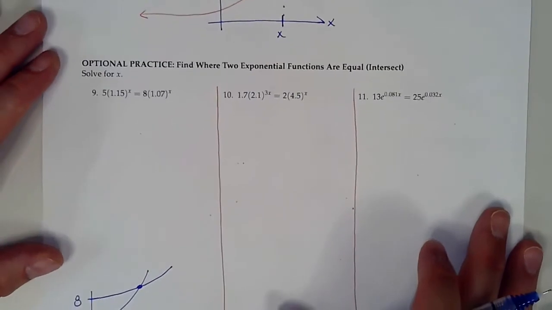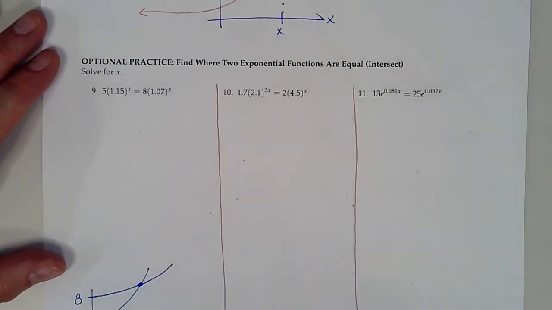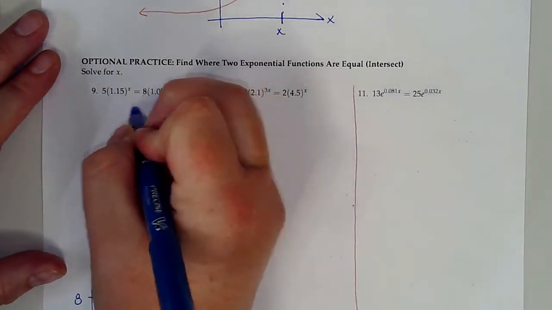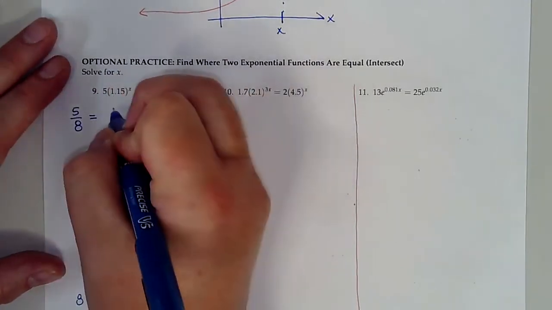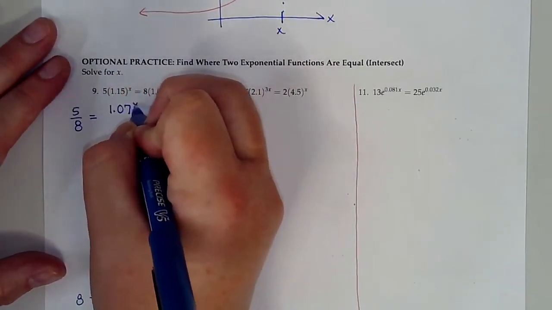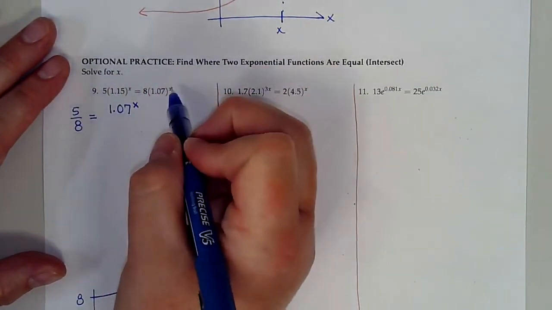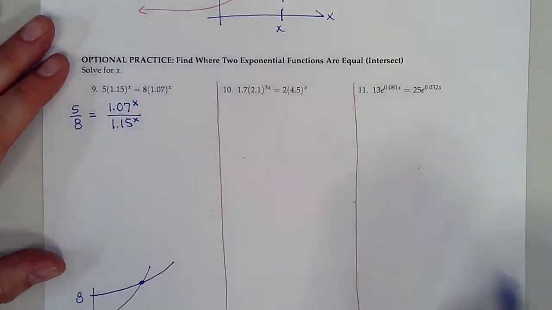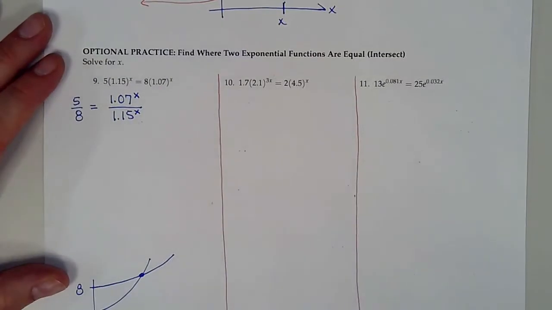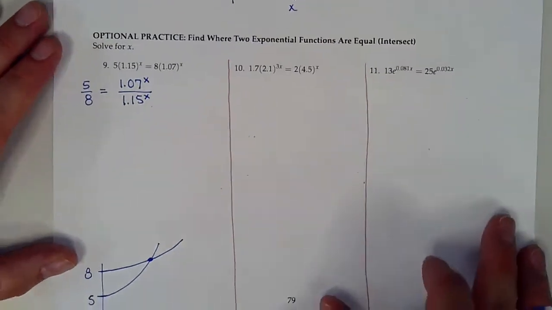I'm going to start by putting all the things that don't have x on one side and all the parts that do have x on the other side. So I'll divide this 8 over. I have 5 over 8 is equal to 1.07 to the x, and then I'll divide this 1.15 to the x also over to the other side. So I have all the pieces without x on one side and with x on the other.